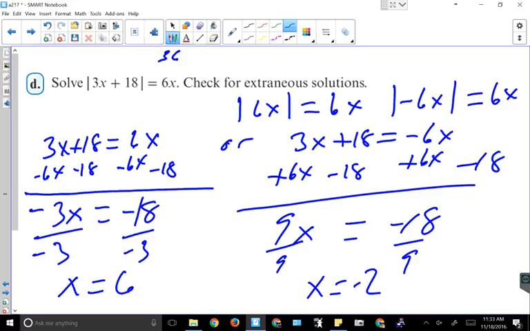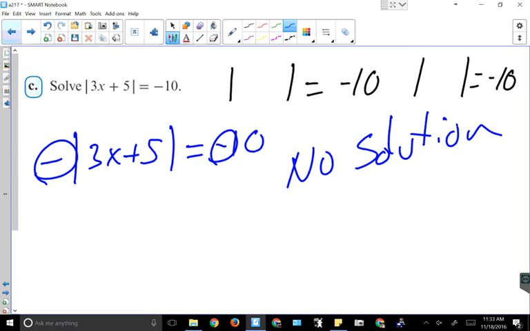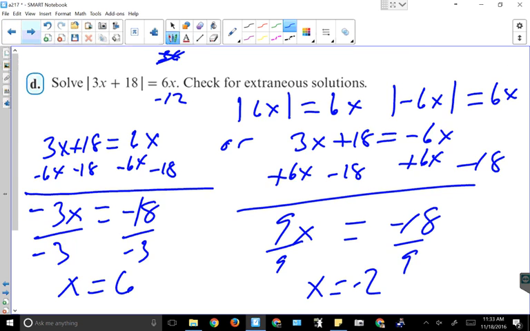What about negative 2? What is negative 2 times 6? Negative 12. Whoa. Is there any way that we could take the absolute value of a number and make it equal negative 12? No, because we just got done talking about that we can't do an absolute value of a number to make it negative 10. So, this works, and this does not.